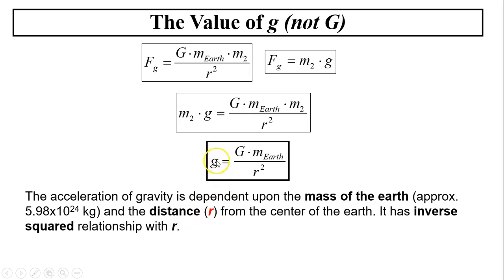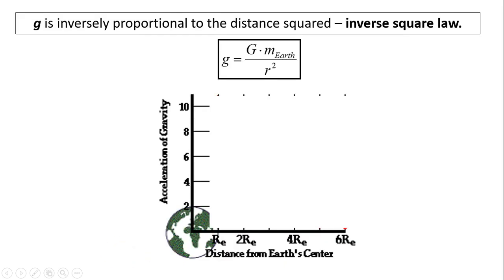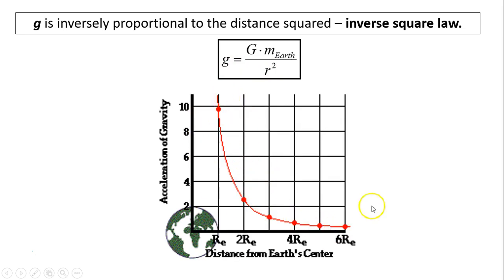As you can see, this g has nothing to do with mass 2. That means gravitational acceleration has nothing to do with my mass or your mass or the mass of your computer. It only has to do with the mass of the Earth and how far you are away from Earth. Again, big G and little g have different values because they are different physical quantities. g is inversely proportional to the distance squared. It's another inverse square law, just like Fg. It has the same relationship to r as Fg to r. So the graph would look like this. That's an inverse squared relationship.